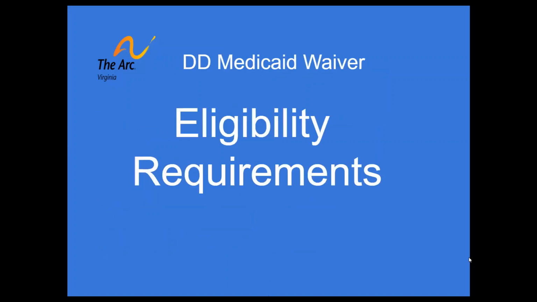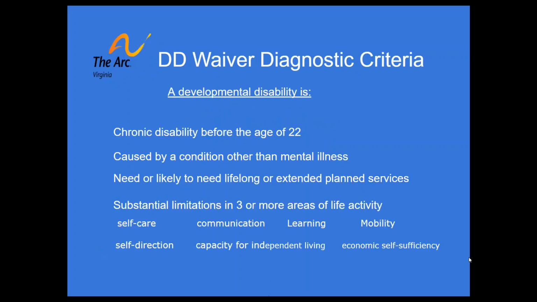Now we're going to look at the eligibility requirements for the DD waiver. For the DD waiver, a person of any age must have a chronic disability that occurred before the age of 22.